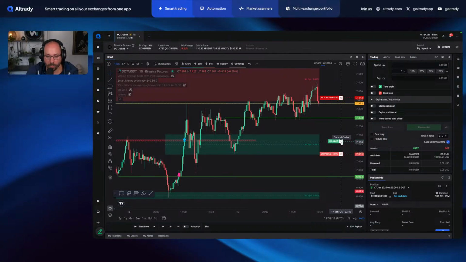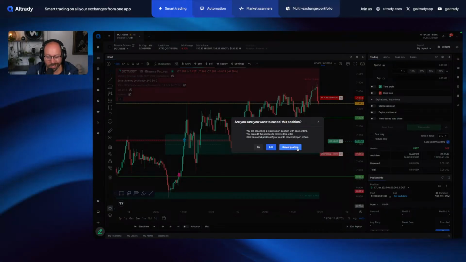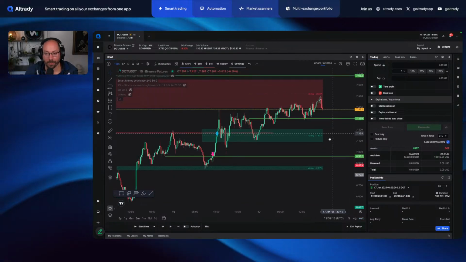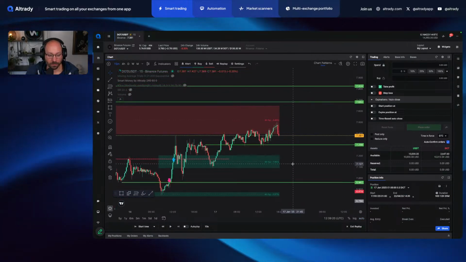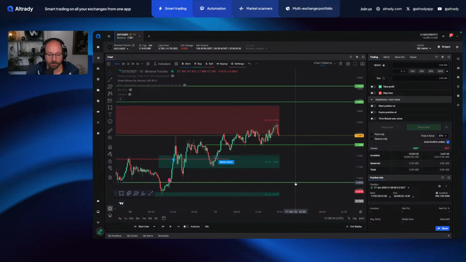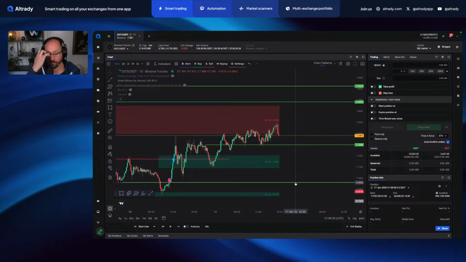So we'll mark that down as a missed opportunity, which happens. But the only way you could have entered here was the market order. Yeah, at the candle close, but that would be too aggressive.